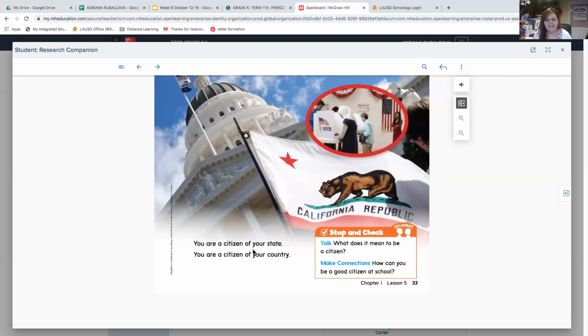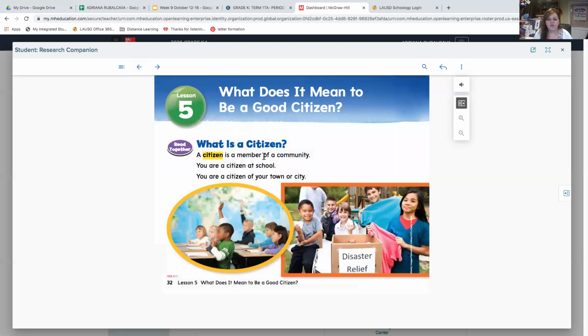Yes, a citizen is being a member of a group, whether it's your country, your state, your school, your city, or even your home. You can also be a good citizen in your own home.